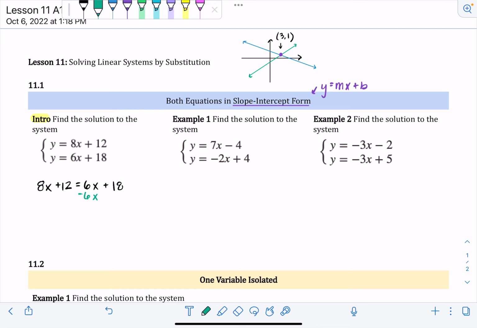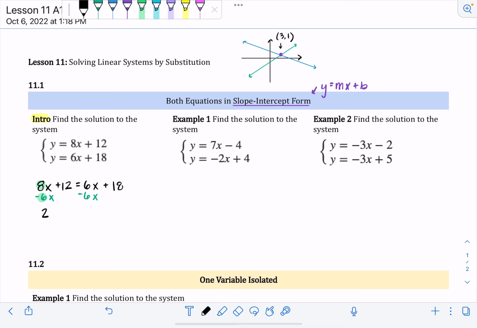And then I also have to subtract it over here, because whatever I do to the right side of the equal sign, I also have to do to the left, so I have to do it to both sides. And then from here, I can subtract 8x minus 6x. I just need to subtract the coefficients. Those are the numbers in front.